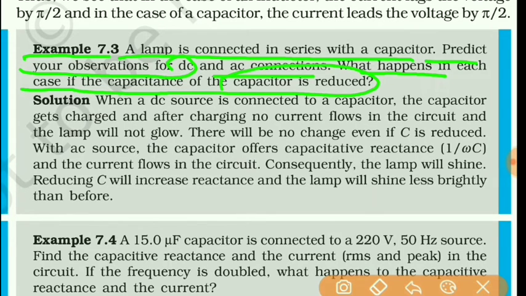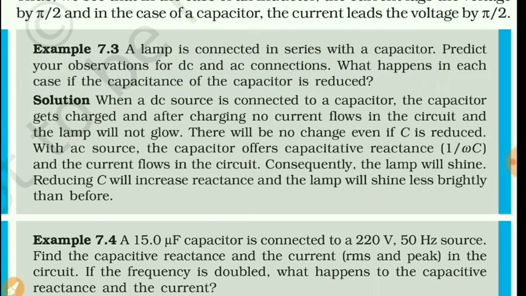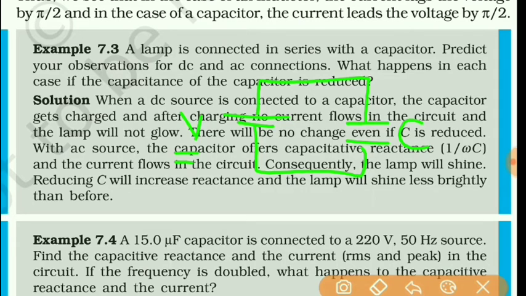So students, first of all, when the capacitor is connected with a DC source, this is the capacitor and this is the DC source. We know that the voltage of a DC source remains constant, and also we have studied that when the DC source is connected, current does not flow in a circuit. Simply the capacitor gets charged.